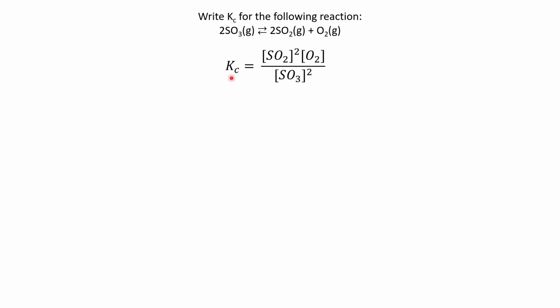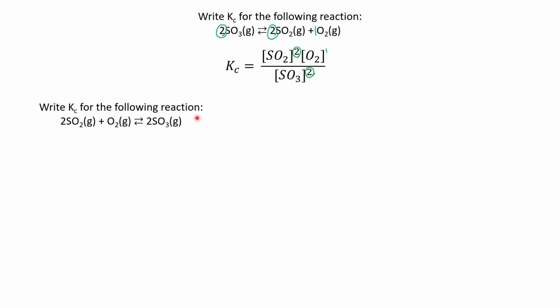Here is our Kc. We have our products over reactants. Our SO2 is squared, our oxygen is to the first, and our SO3 is also squared. But what would happen if I took this reaction and instead of writing it as SO3 going to SO2 and O2, I wrote it reverse? Okay, so here's the same question, but you can see my reaction has been reversed. My products are now my reactants, and my reactants are now my products, which is totally valid.